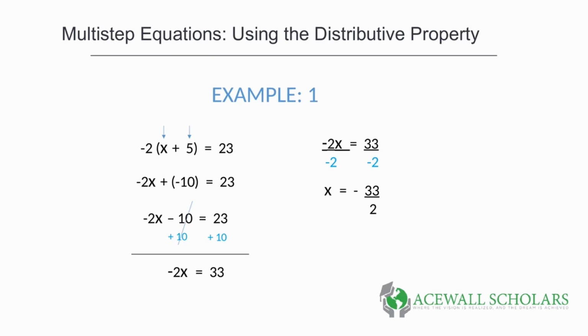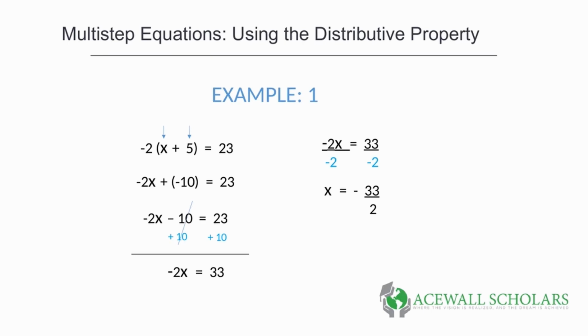Now we can isolate our variable. And how do we do that? Well, we're going to bring that -10 to the other side of the equal sign. And we do that by doing the opposite. So since it's a -10, we're going to add 10 on both sides of the equal sign. The 10s on the left side will cancel out. And we are left with -2x equals 33. From there, we can solve for our x, and we can do that by dividing both sides by -2. Our final answer will be x equals -33 divided by 2, or you could say -33 halves. If you want to write that in decimal form, it's perfectly fine too.